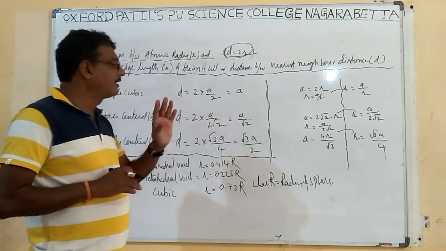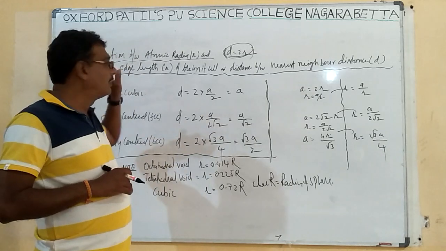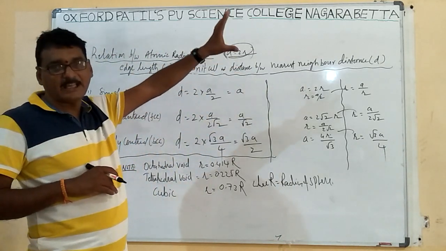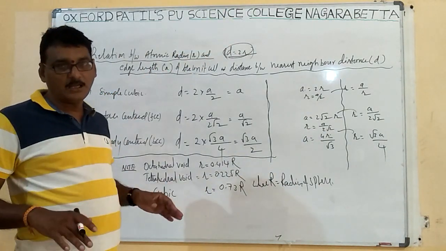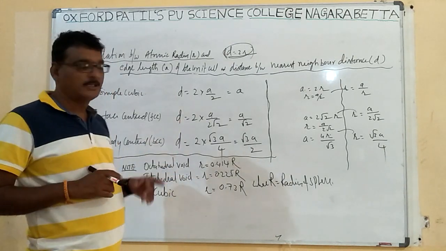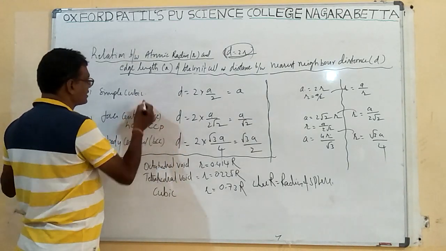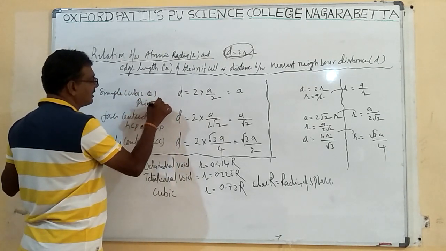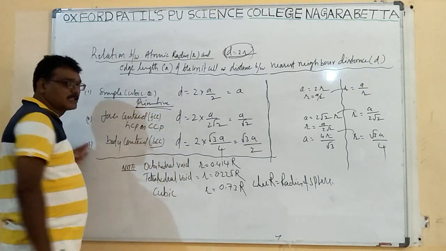Now, in this third column, what is it? The relation between the atomic radius small r, the edge length a, and the distance between the nearest neighbors small d. This is called the relation. In the objective, the simple cube or primitive unit cell; the second one is called face centered, whose other name is CCP; and body centered means BCC.